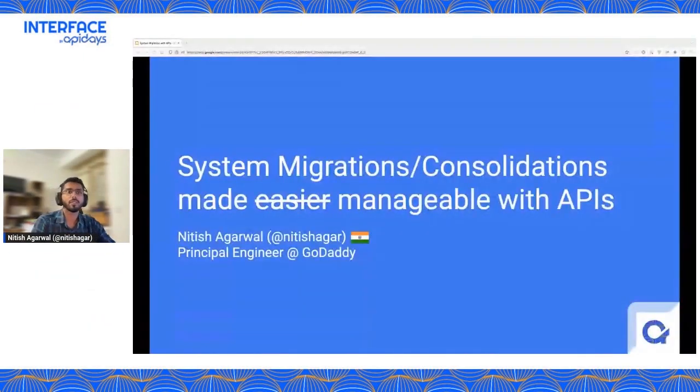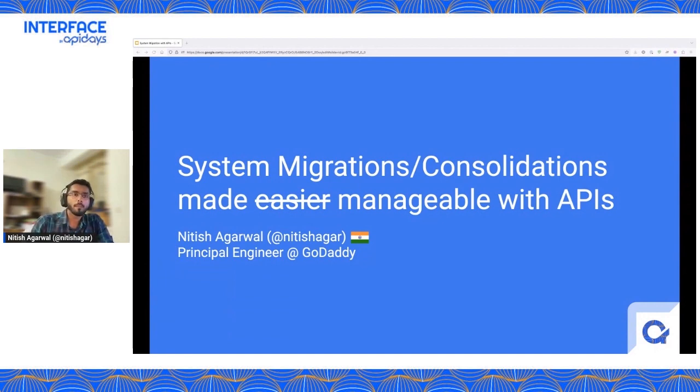All right, thank you so much, Mariana. Actually, it's Nitish Agarwal. So, hey everyone. I am Nitish Agarwal here, presenting on the topic of system migration life cycle, which I elaborated a bit to give more context: system migration or consolidation, which is made more manageable with APIs, right? It's an API conference. The API Days team has done a lot of effort. It's a great team behind the scenes that has given us this opportunity. So thank you, folks, again.